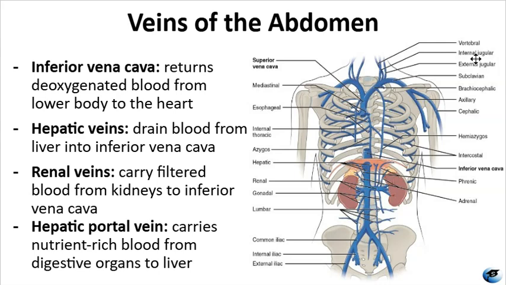The hepatic portal vein, while not directly draining into the IVC, plays a critical role because it carries nutrient-rich but oxygen-poor blood from digestive organs to the liver, where it's processed before entering the hepatic veins. You can see the superior vena cava and its contributors like the subclavian, internal jugular, and brachiocephalic veins at the top. These handle drainage from the upper body, but are included here for context.